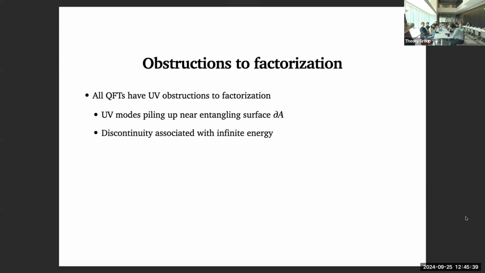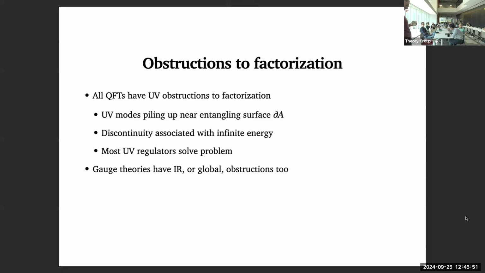Can also be understood as that if you try to treat the two sides independently, generically there will be a discontinuity associated with diverging energy. But yeah, many UV regulators solve the problem. But gauge theories have IR obstructions to factorization of the Hilbert space as well, related to constraints. If you treat the two sides separately, you'll generically violate one of your constraints. That's a problem no matter what the energy scale is.